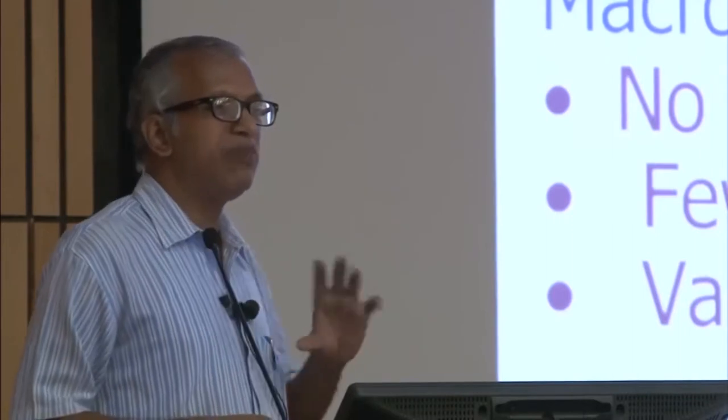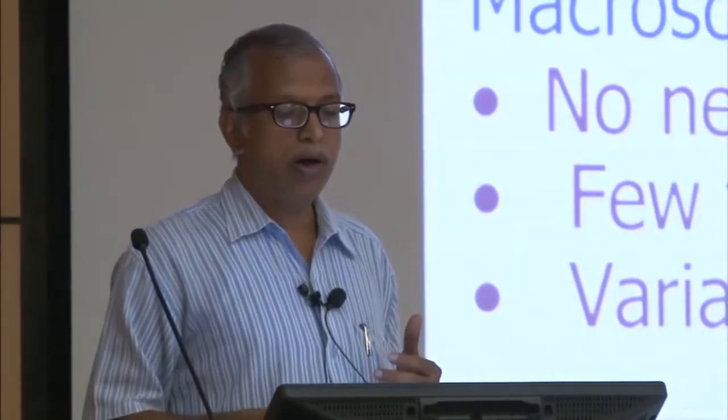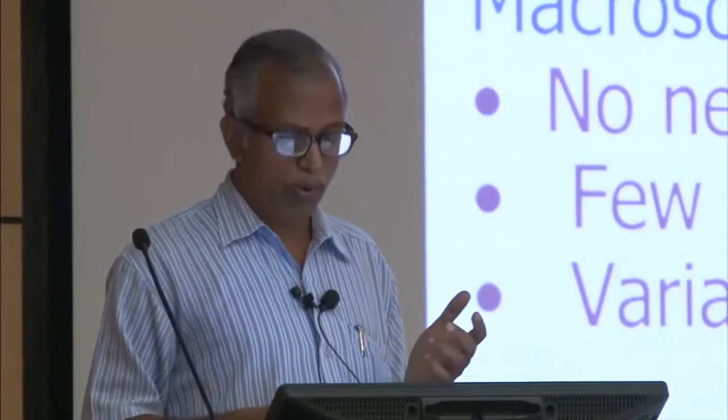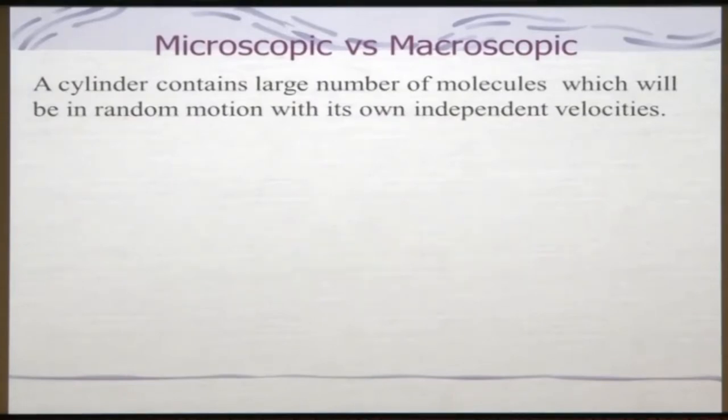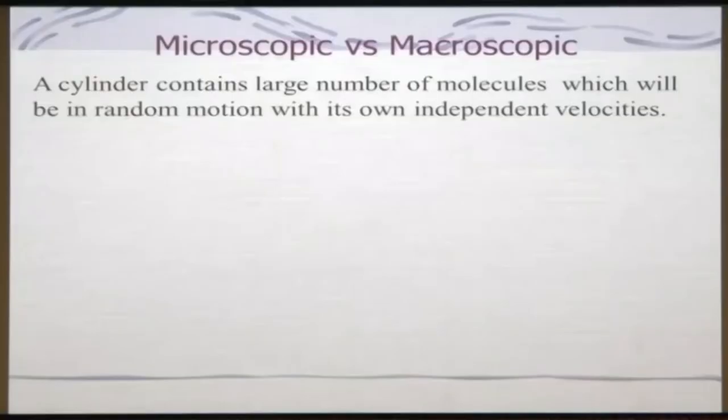Just to give you a glimpse of the meaning of the microscopic approach, let us take this same cylinder, which contains a large number of molecules. As I told you, in case of air it is oxygen, nitrogen, but it can be several other kinds of molecules, and they will be in random motion, right? They will be moving all the time, and they will have their own velocities, because they will be colliding and the velocities of each individual molecule will be changing. Not all molecules will have the same velocities, right?